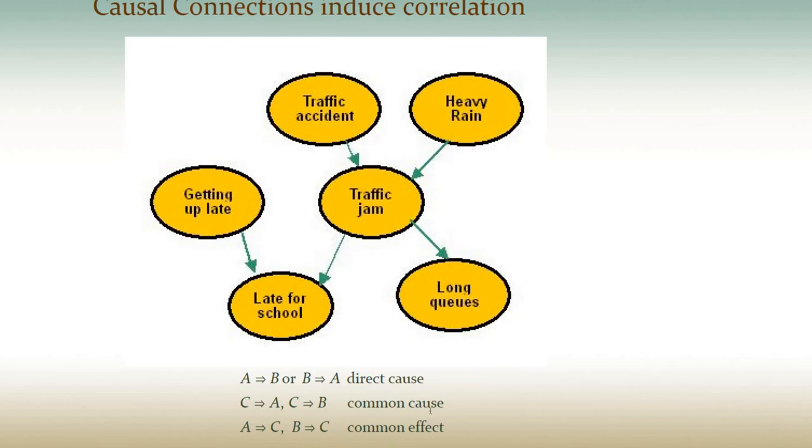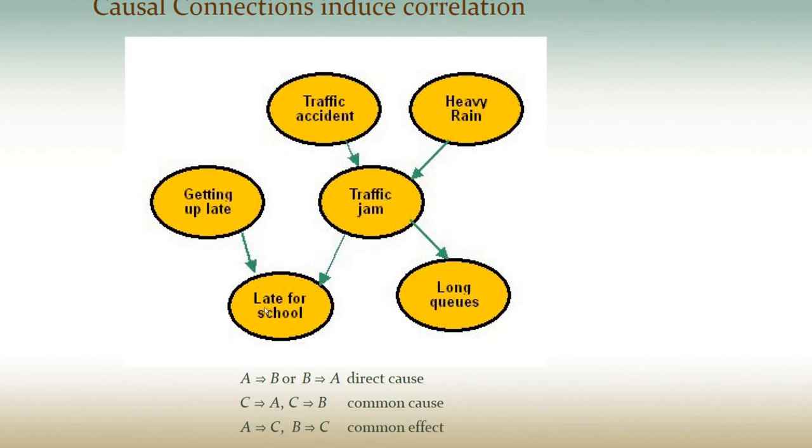And things can also be correlated because of a common effect. In this case, getting up late is going to be correlated with traffic jams because if you're late for school and one of these is true, the other one probably is not. So these are the ways that things can be related.